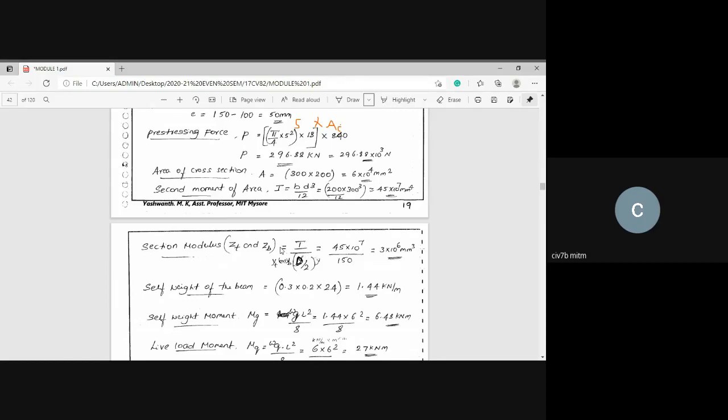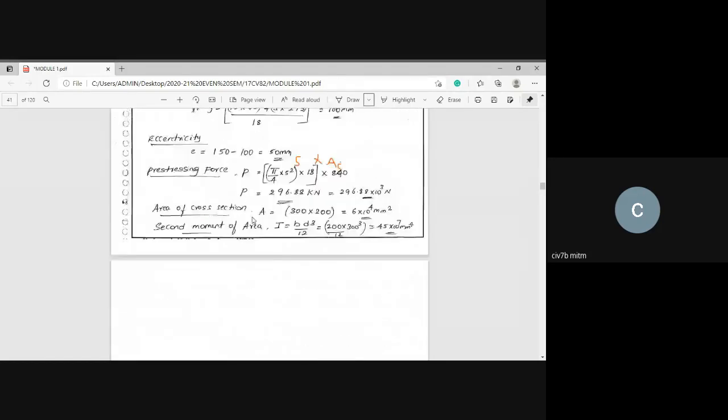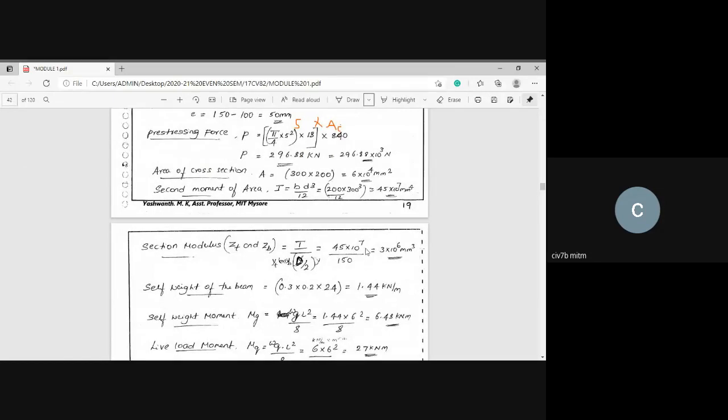As we know, Z is equal to the moment of inertia of the section divided by the neutral axis distance of the section. So we know that 45 into 10 to the power of 7 millimeter to the power of 4 divided by YT or YB distance, which is 150 millimeter. Millimeter to the power of 4 divided by millimeter, you will get the answer in millimeter cube. That is 45 into 10 to the power of 7 divided by 150. You will get the answer 3 into 10 to the power of 6. So please note this point. I hope you got the same answer.